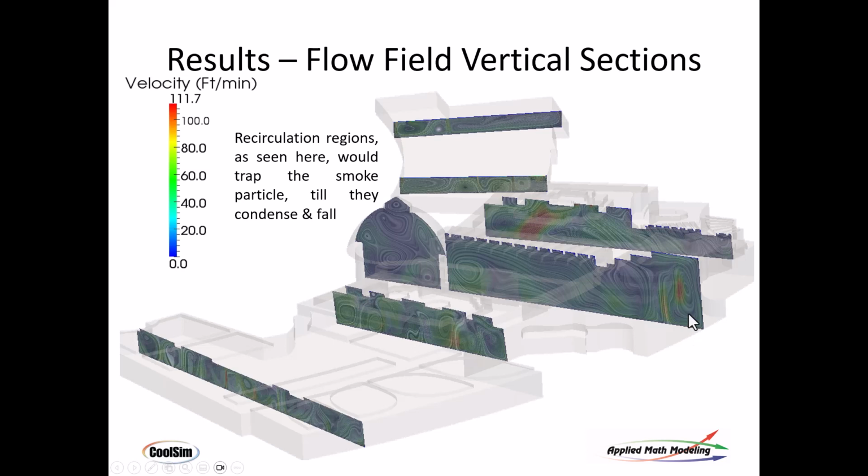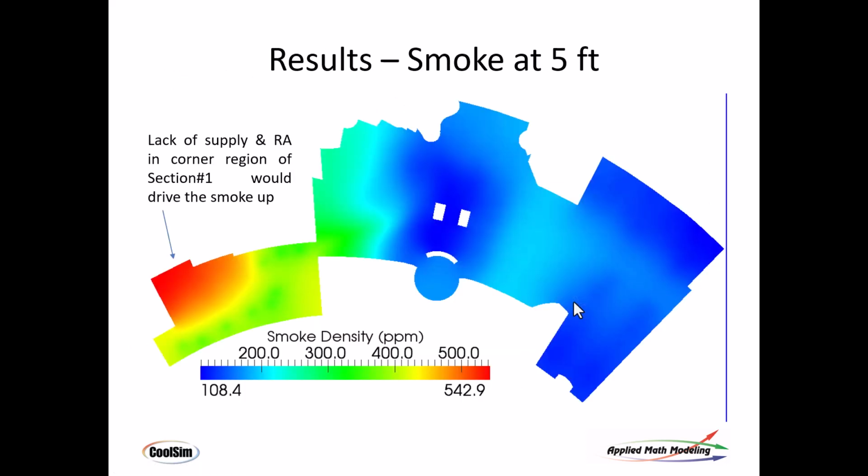This is a velocity plot. We're looking at air velocity because the velocity will tell you where the accumulation is going to occur. This is smoke density. Here we're looking at smoke particles in parts per million. We, as I told you earlier, injected smoke into the environment, and then we're able to, with air velocity, track the smoke throughout the environment.